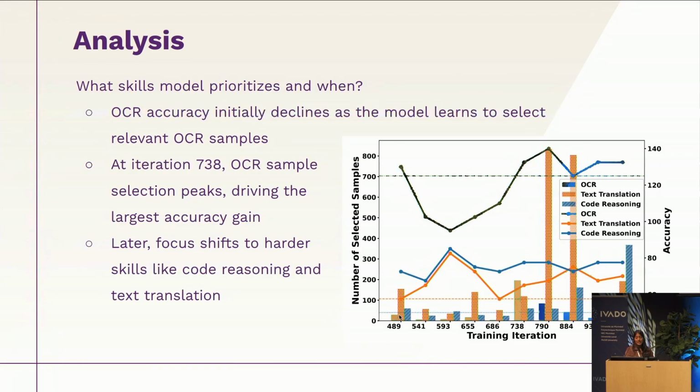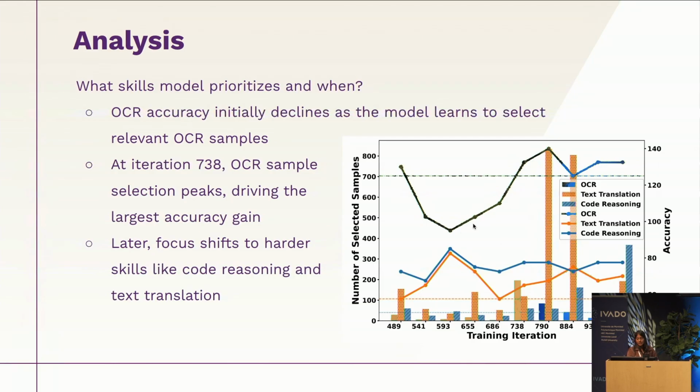So for example, this tells you how many samples of text translation tasks the model decided to train on, how many samples of OCR the model decided to train on, and so on. And on the right y-axis, you have how the accuracy is improving for that particular skill over time. So for OCR, it's actually quite an interesting pattern.